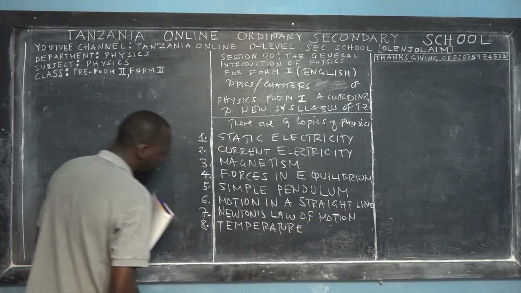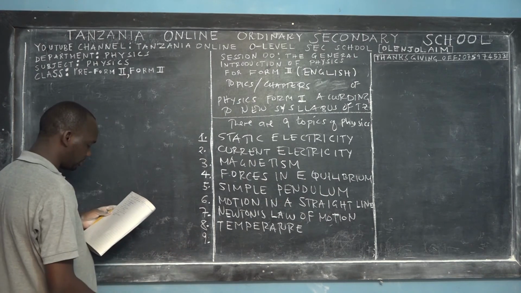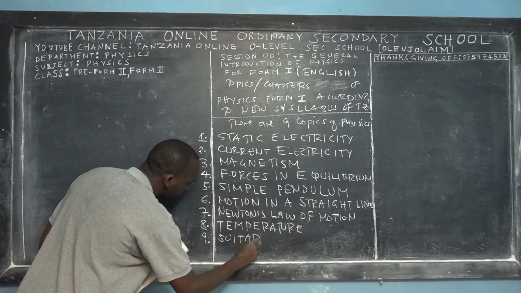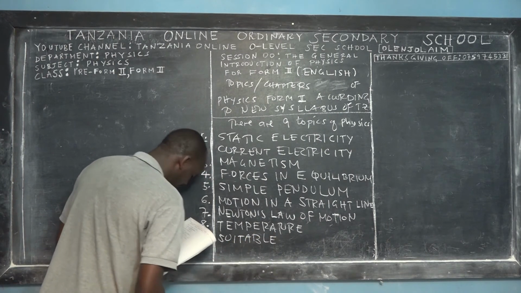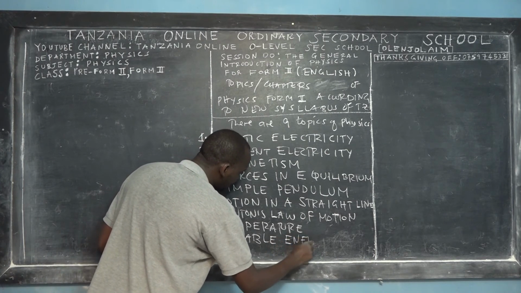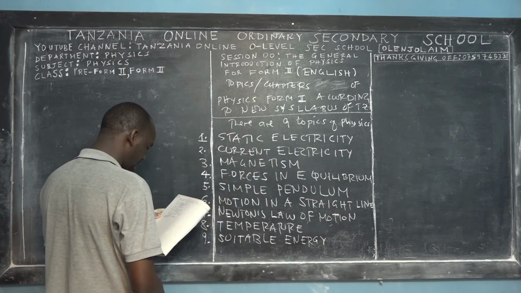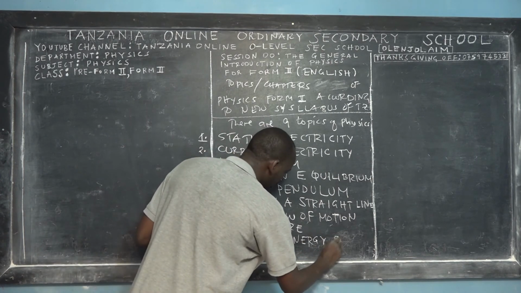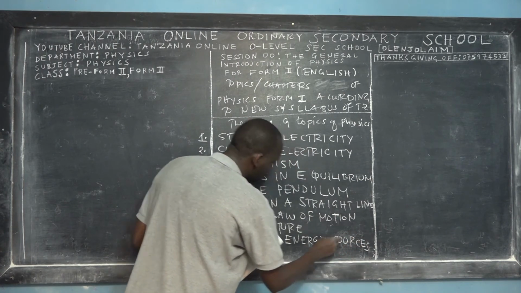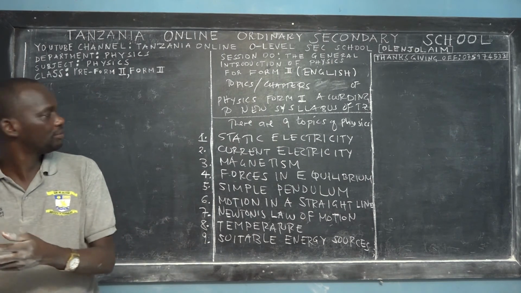So the eighth topic is temperature. We teach about temperature. You know temperature, so we are going to teach you in detail. Then the ninth and last topic is all about renewable energy. This is a discussion that is going on worldwide, and it has been developed in different ways. So sustainable energy sources. What are the energy sources that we can sustain? So those are the 9 topics.